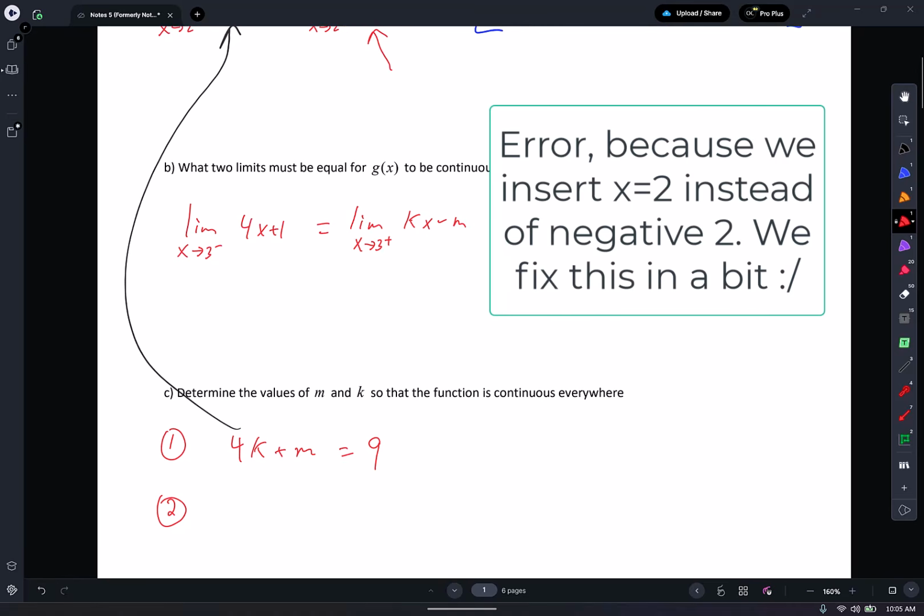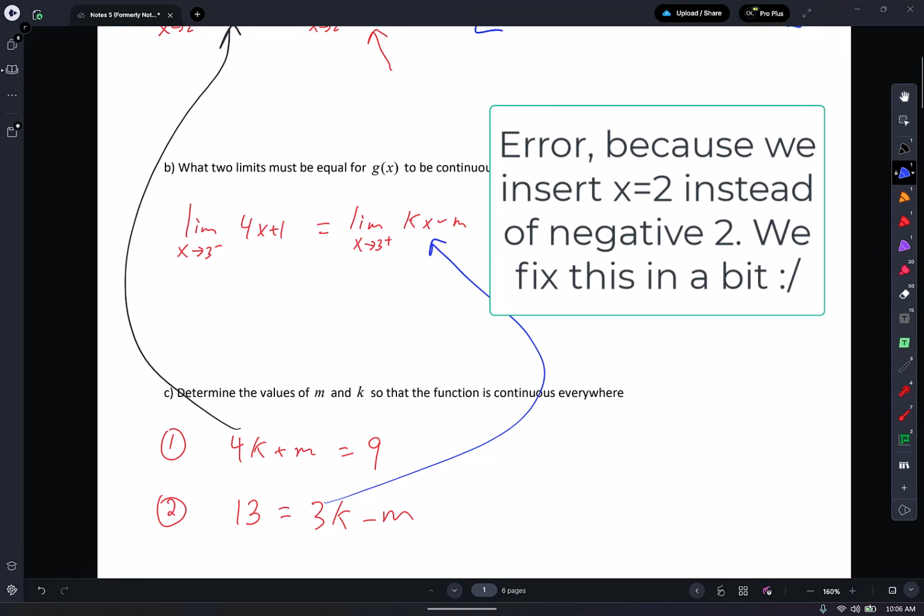Ready? I'm plugging in a 3 into the left-hand side. So 4 times 3 is 12 plus 1, 13. And that better equal 3k minus m. Does everyone know where that 3 came from? I plugged in a 3 into that x right there. Are we okay?